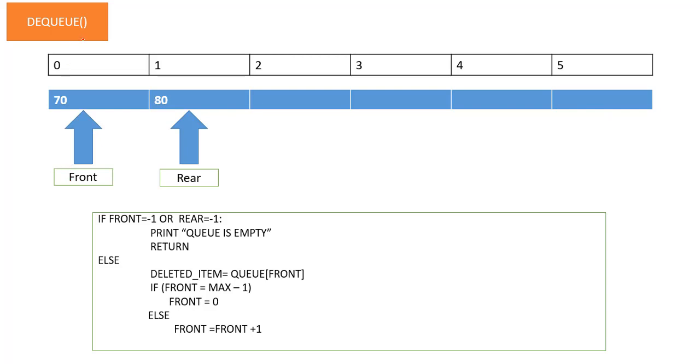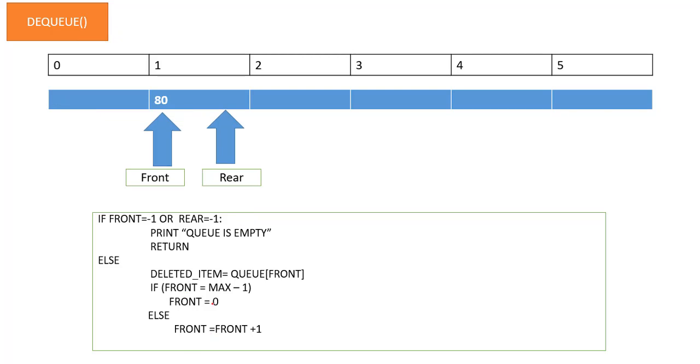Now I want to do the dequeue operation again. So here again front is now 0. So when front is 0, this logic is applied here. Front equal to -1 or rear equal to -1, the condition becomes false. Queue of front, that is 70, will be assigned to deleted item. Now front is not max minus 1, so just increment the front value. Front will be incremented by 1. Up to now there is no problem. Now we have front and rear pointing to the same position. That means we have only one element inside the circular queue.